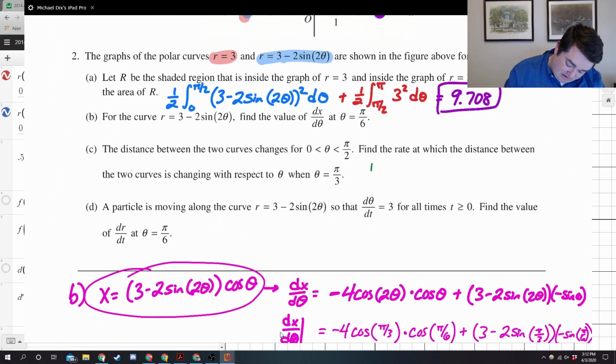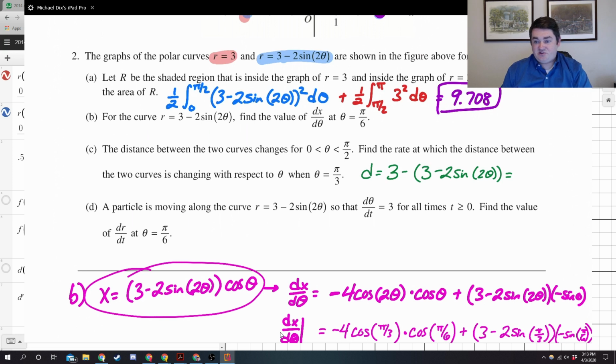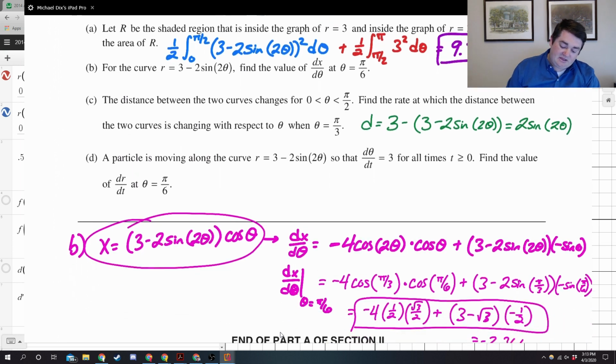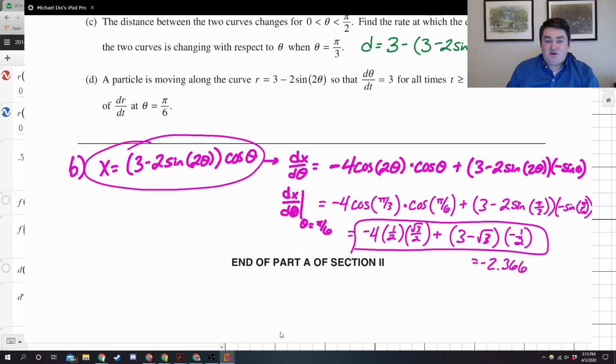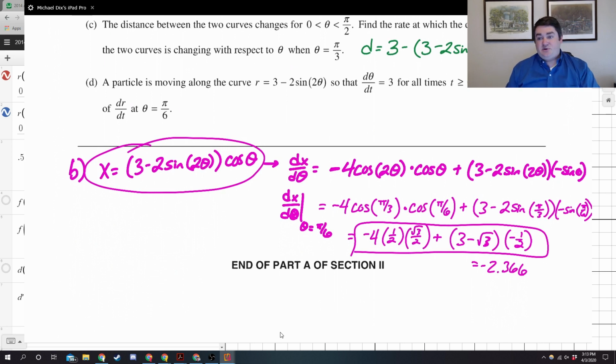So if d is the distance between these two curves, that distance is measured outside minus inside. So d, the distance between these two curves, is 3 minus 2 sine 2 theta, which we can see here those 3's are going to cancel out, so that's just 2 sine 2 theta. And so I'm simply being asked what is the derivative of that. If the distance between them is 2 sine 2 theta, then the derivative, d prime, would be 4 cosine 4 theta.